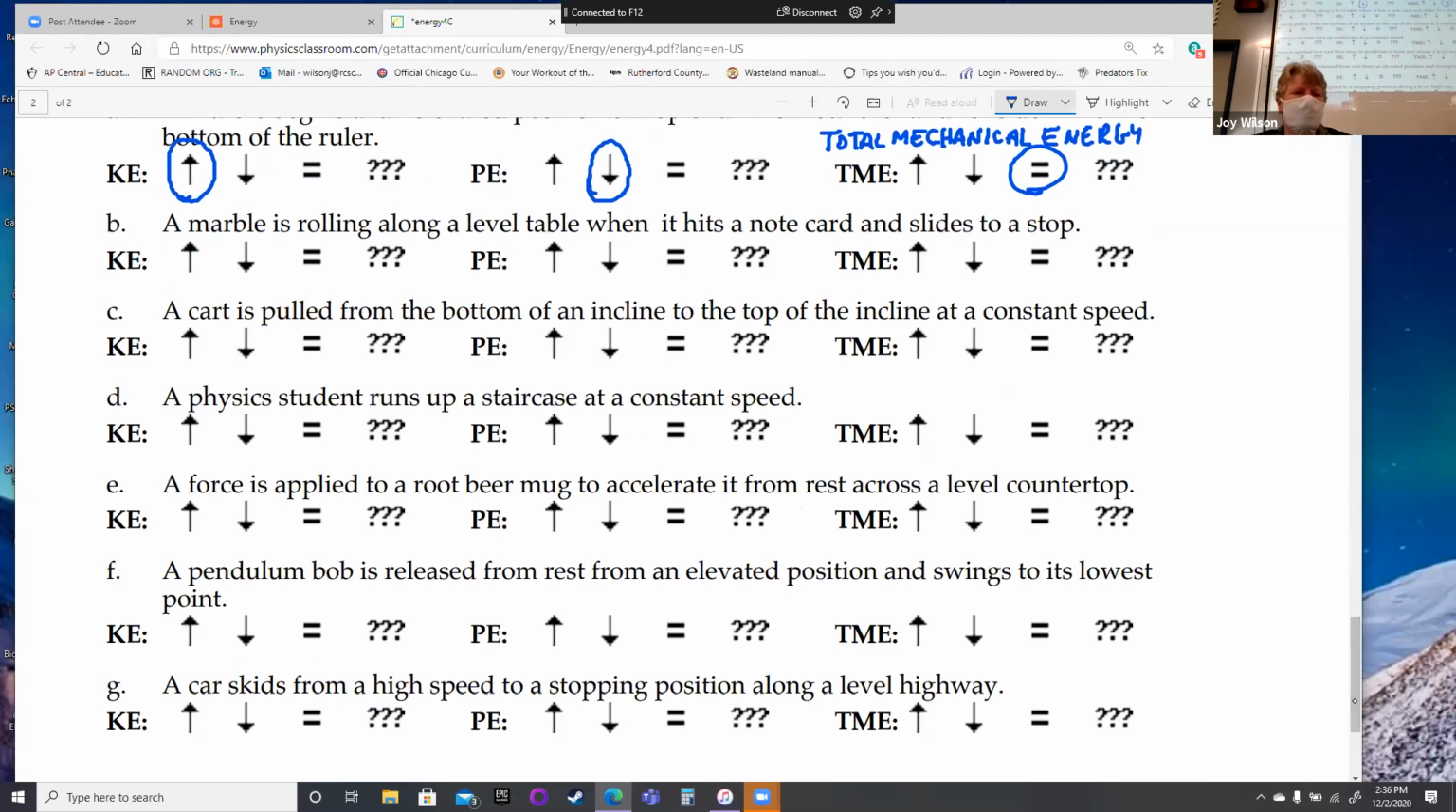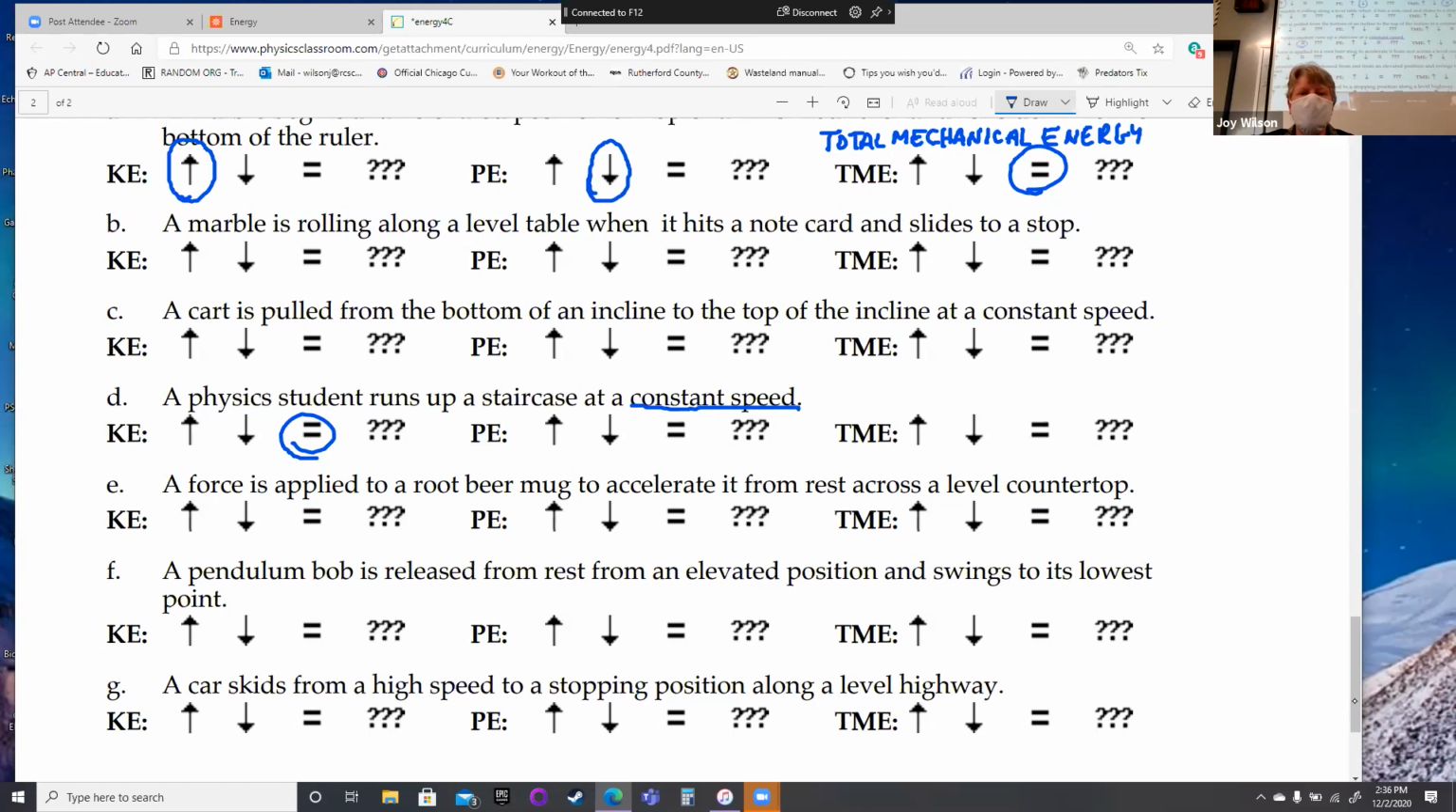Let's do letter D. A physics student runs up a staircase at constant speed. Well, we're running at constant speed. Do we have kinetic energy? If we're running, we do. If we're moving, we do. Does our speed increase, decrease, or stay the same? We're at constant speed, so it stays the same.